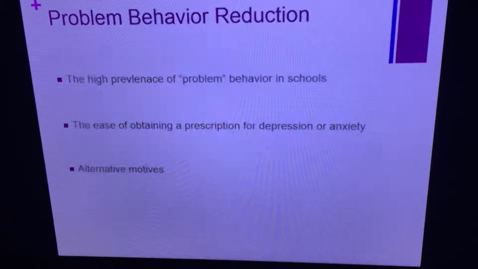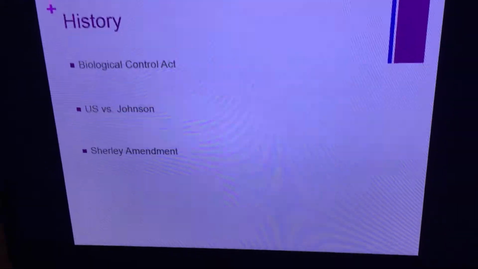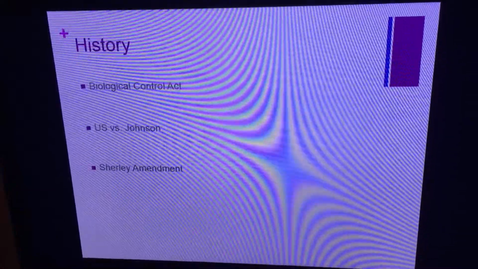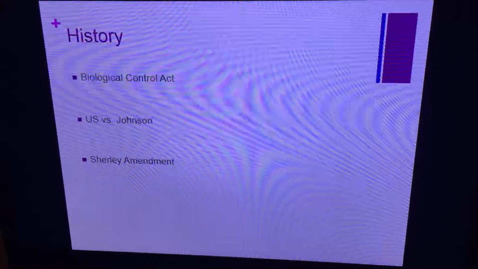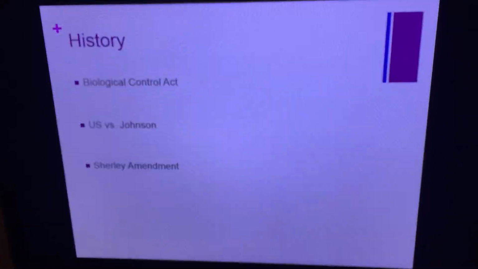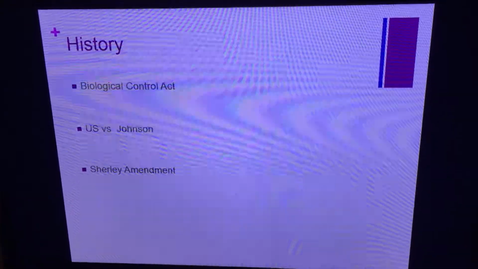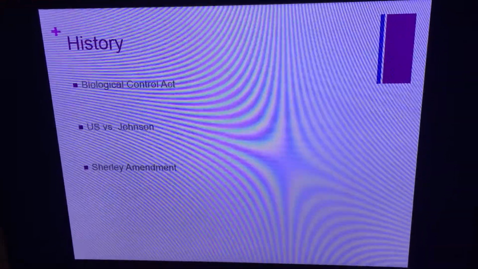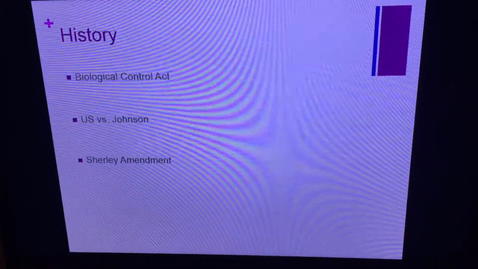prescribed medications. So the history: there are many laws and acts that have been implemented by the FDA to control drug administration. The first one was the Biological Control Act. That was put into place by Dr. Wiley, and he was appointed by Congress to conduct a study that measured the effects of chemical preservatives and colors had on food and drug consumption. The point of this was to ensure that the drugs that are being administered were free of preservatives.